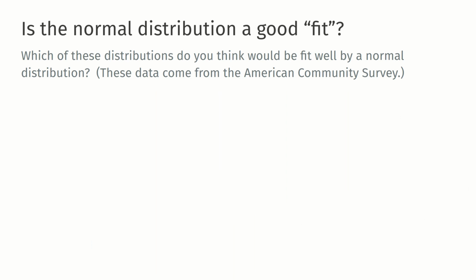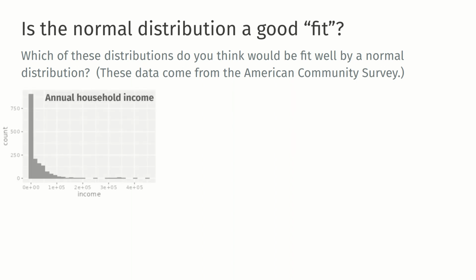Now, I mentioned earlier that the normal distribution is sometimes said to be fairly common in the real world. So here are some examples where it may not be so great. These data come from the American Community Survey, a survey of several thousand American adults. And here is a histogram showing the distribution of annual household incomes across respondents in that survey.